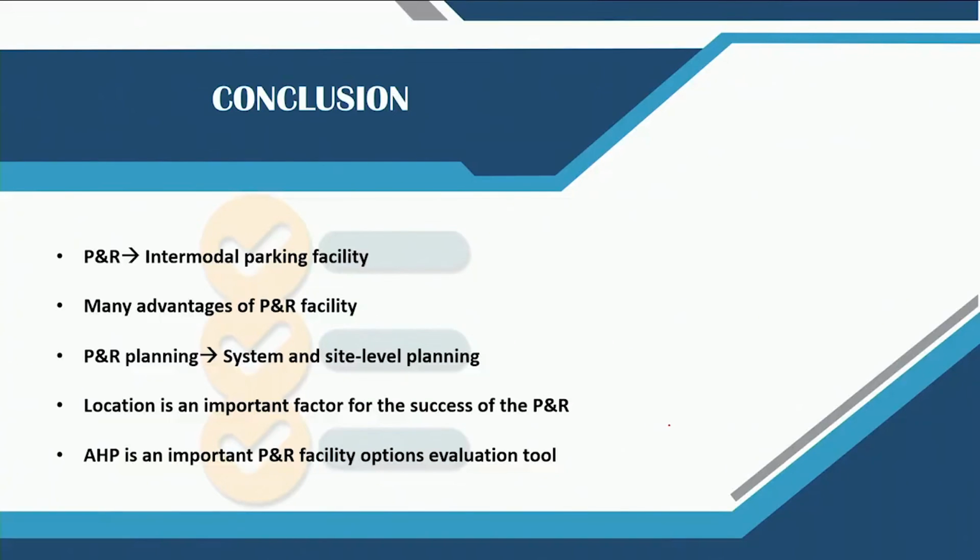So, in conclusion, what we have looked at in today's lecture is why a park and ride facility is important, what the different types of park and ride facilities are, how you plan for it, system planning versus site level planning, why location is an important factor in it, and how you actually use a mathematical formulation, which is AHP, to determine the location of a park and ride facility.